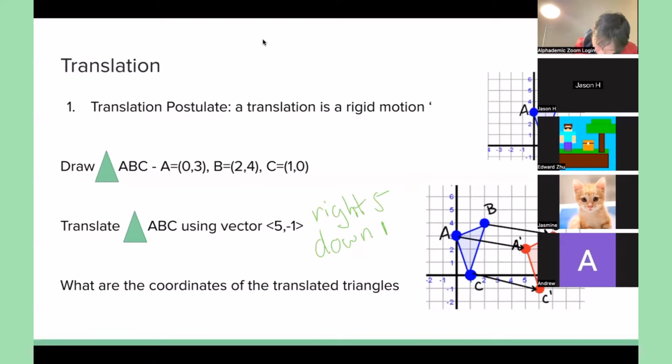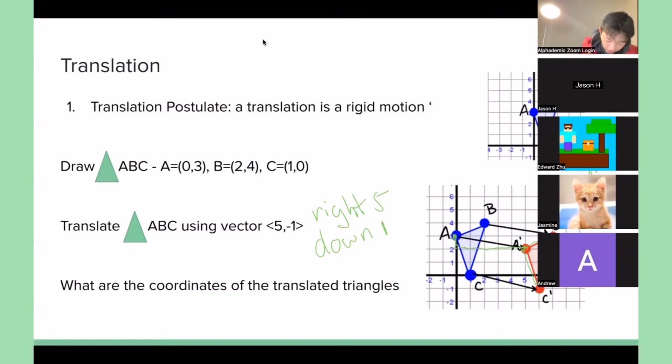So as you can see, for point A, we went down 1 and we went across 5 to get the new point. And then we did the same for each of the 3 points to translate the entire triangle over. And then after we get all the 3 points, we can just redraw the triangle like so.